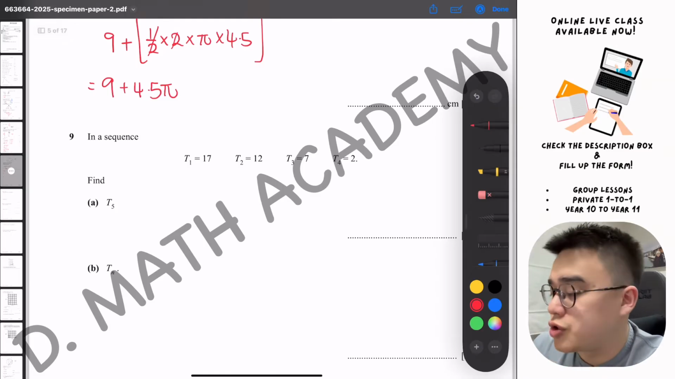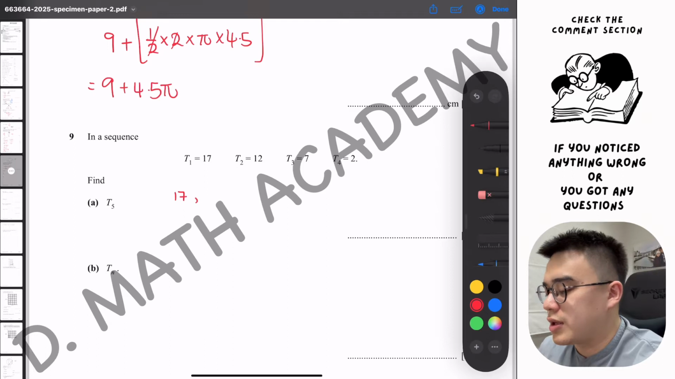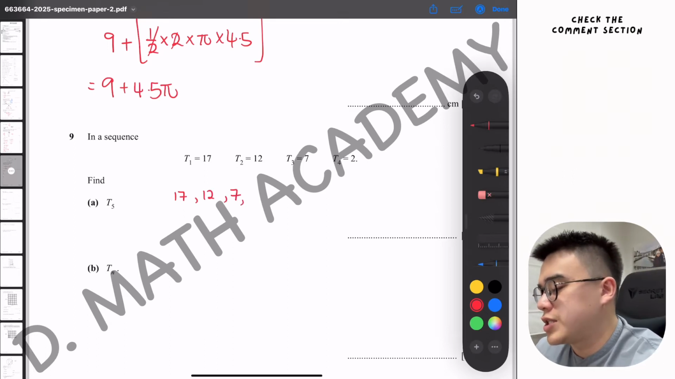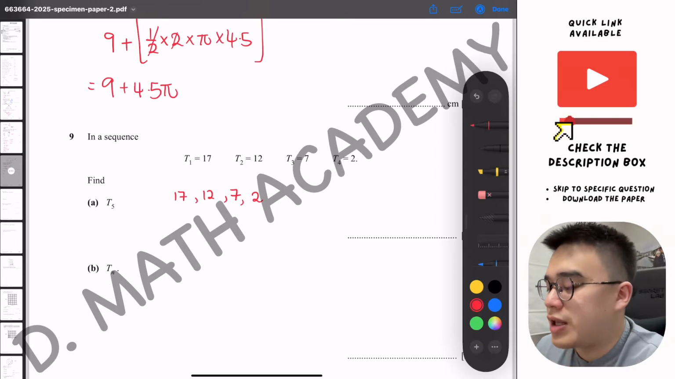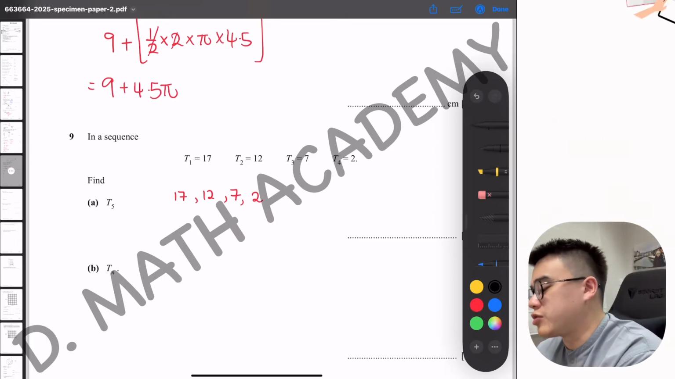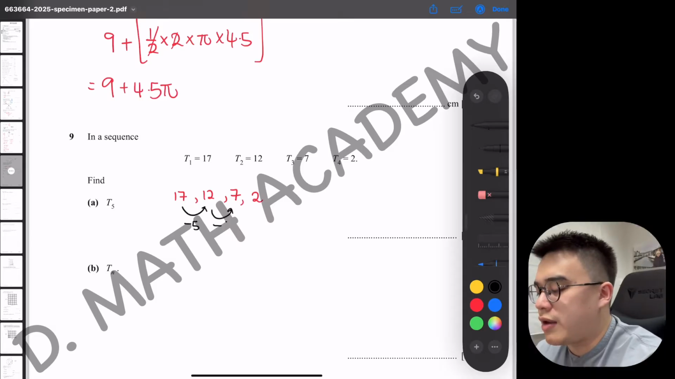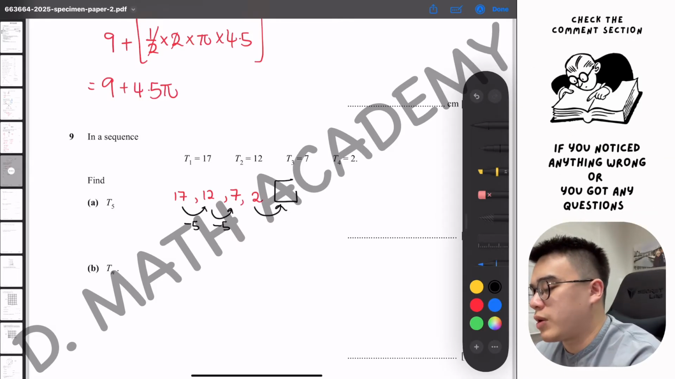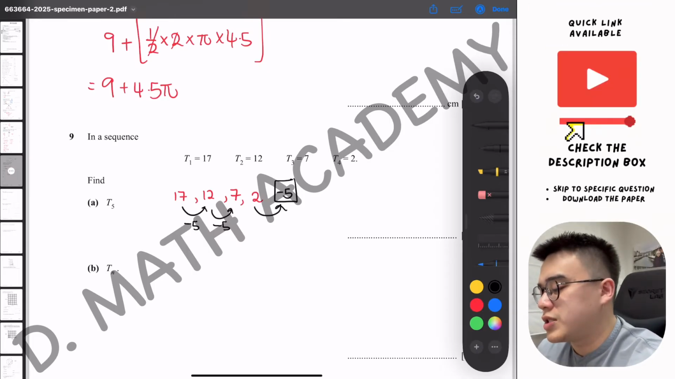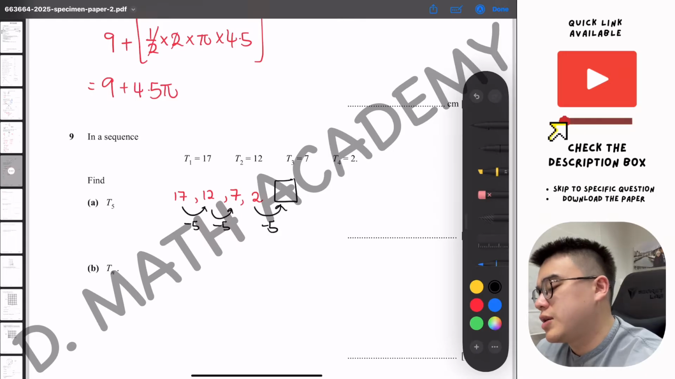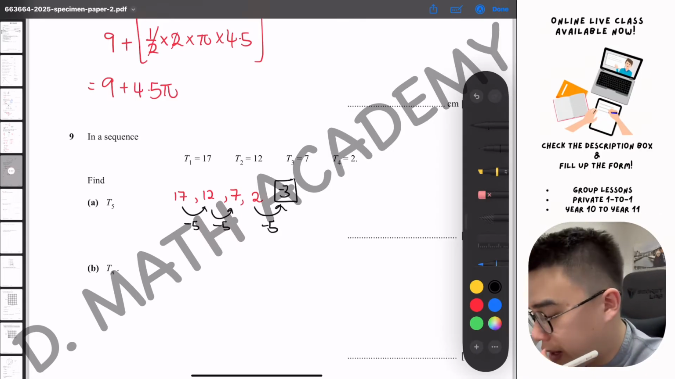It's a little bit unusual for them to use this format, but again, if you find it annoying, feel free to readjust and just list down the details necessary. So they want us to find T5. All we need to do is identify the trend that was happening here. Every single time they are decreasing by 5, which means if I wanted to find the next answer, all I need to do is to take 2 minus 5, which is negative 3. Okay, that's for term 5.